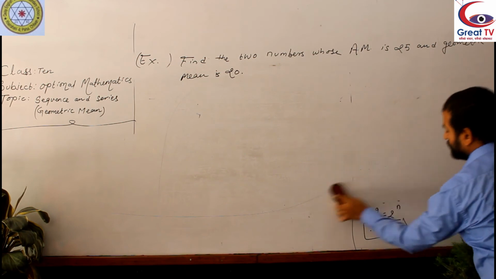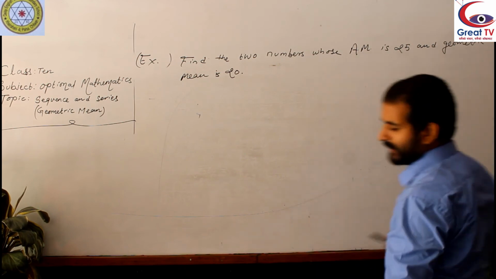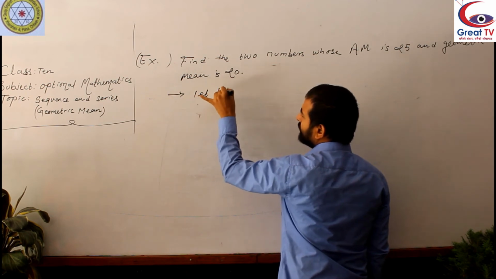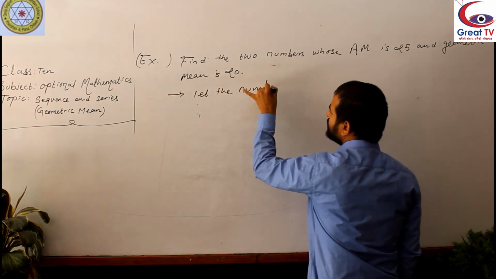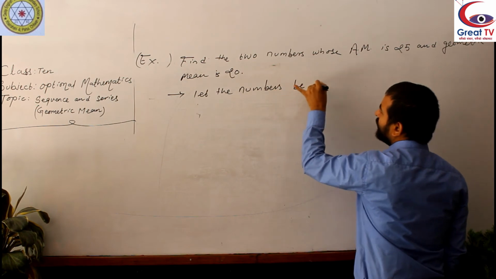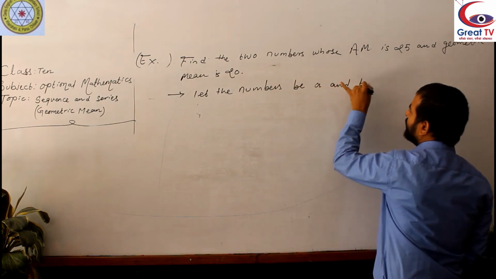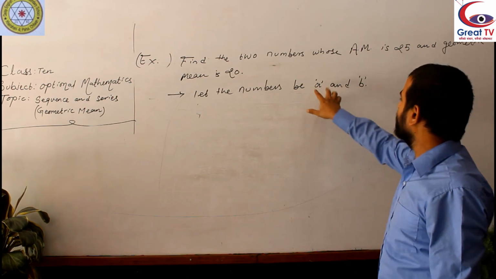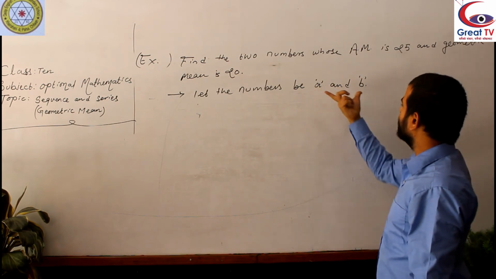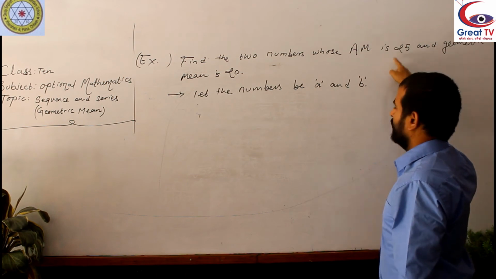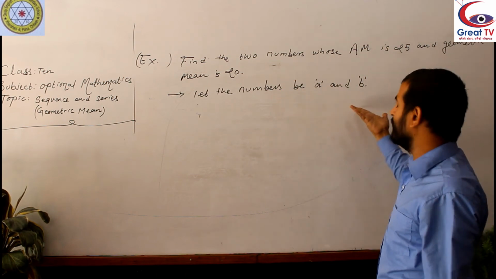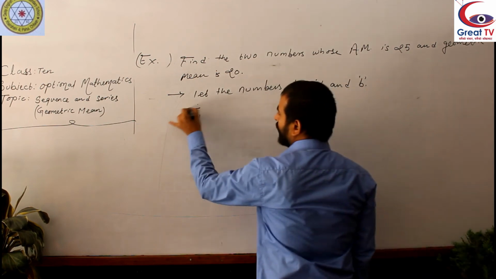Now, we have to find the two numbers. For example, let the numbers be A and B. We have been using A and B most of the time in sequence and series. If you calculate the arithmetic mean of A and B, that will be 25. If you find the geometric mean of A and B, that will be 20. Then what are A and B? Okay, let's do what we know.